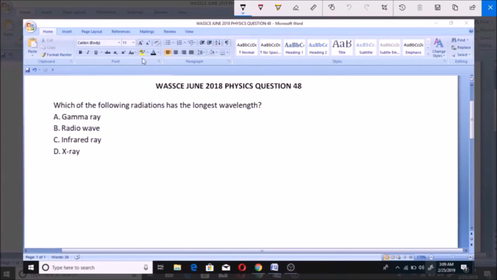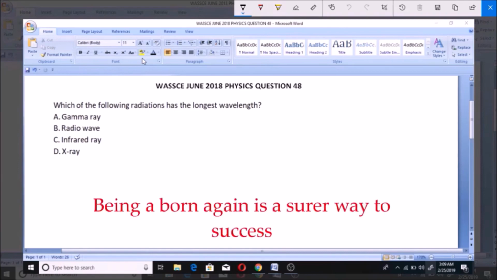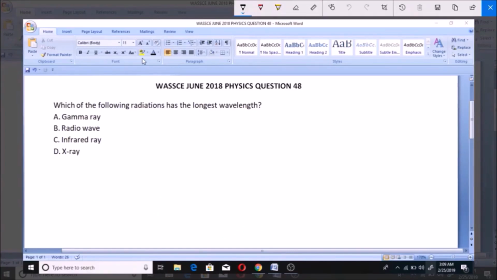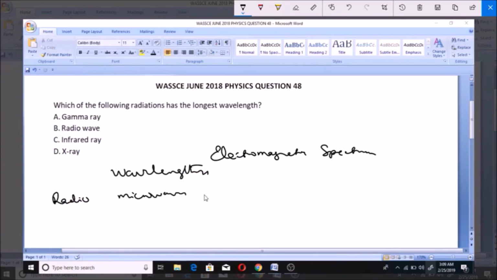Now, when you check out the electromagnetic spectrum according to wavelengths, you're going to find out that the one with the longest wavelength is radio waves, followed by microwaves, followed by infrared, followed by the visible light, followed by ultraviolet, followed by X-ray, then finally gamma ray. So that's how it is.